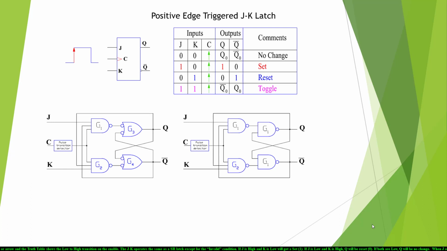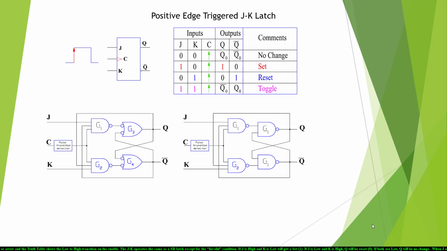Here is a positive edge triggered JK latch. We have the triangular arrow, and the truth table shows the low to high transition on the enable. The JK operates the same as an SR latch except for the invalid condition.